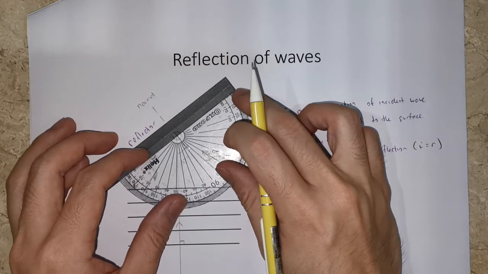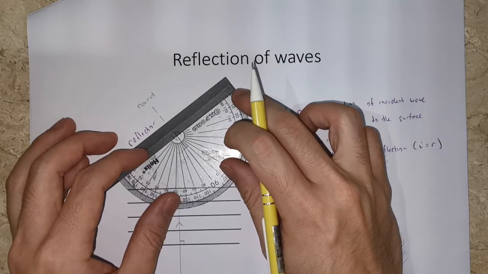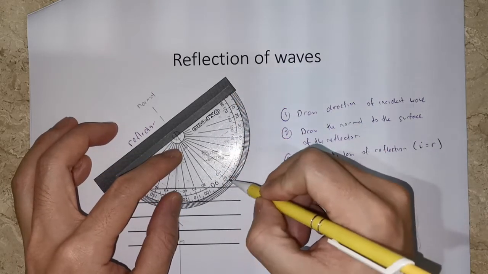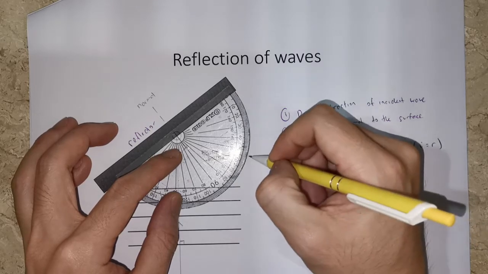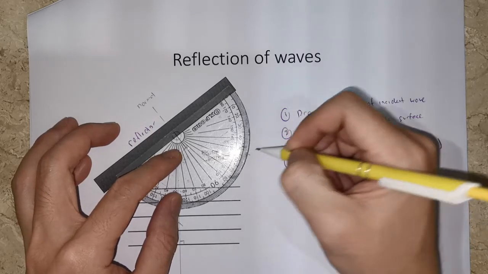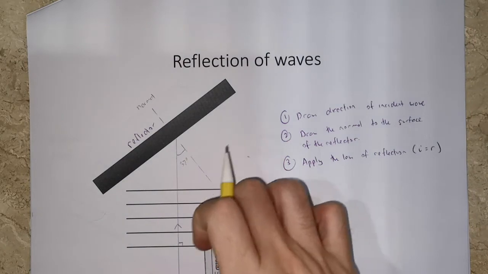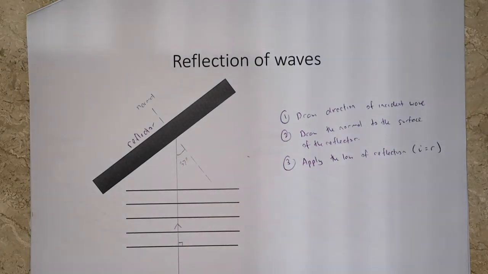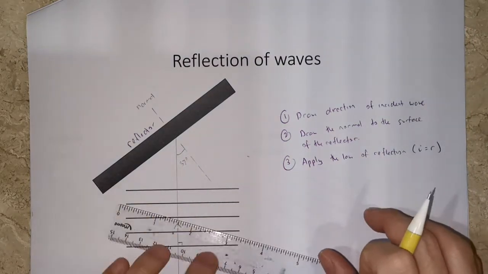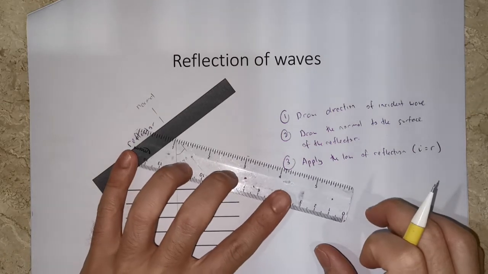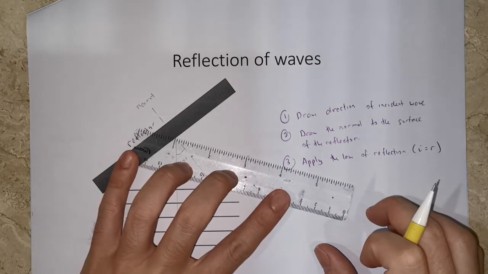So I just get my protractor out. I'll mark 10, 20, 30, 37 is right here. With that, I will draw a line in this direction.